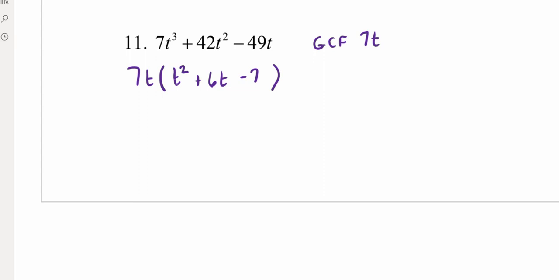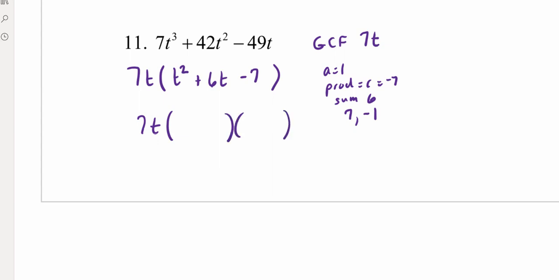Now let's factor the trinomial. So it's a trinomial with our a equal to 1. So we're looking for 2 numbers that multiply to c, which is -7, and that add up to b, which is +6. And so that must be 7 and -1. What do you think? Yep. Okay, so 7t, don't lose that. That's part of your final answer. And then we get here a t plus 7 and a t minus 1.